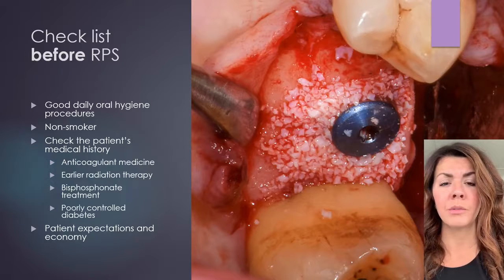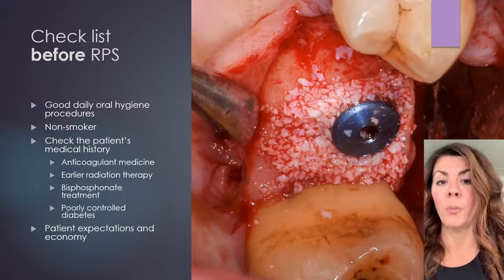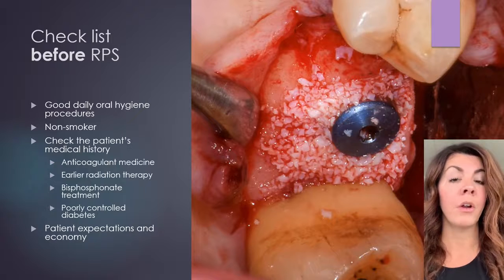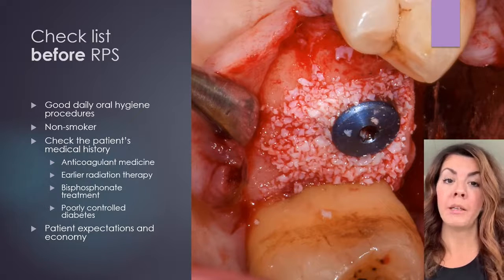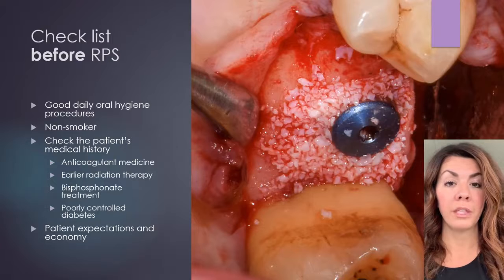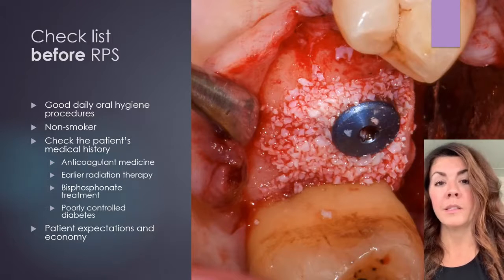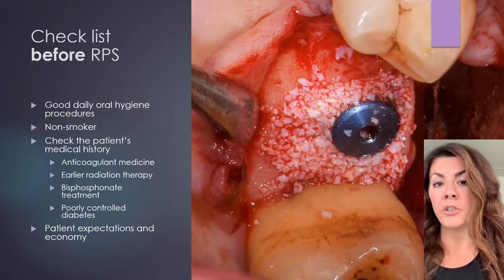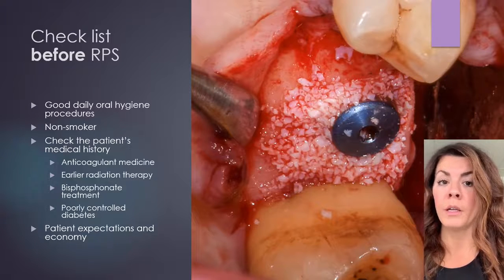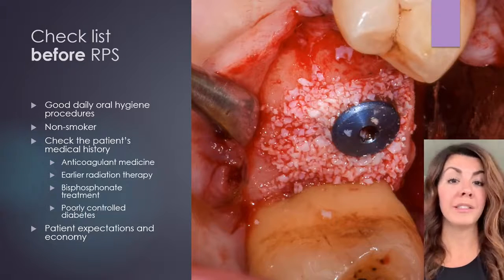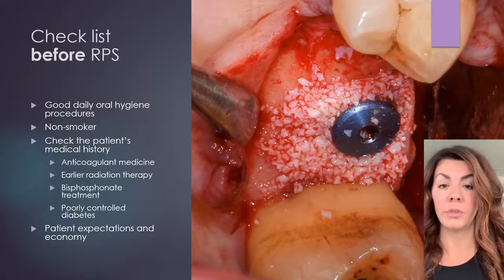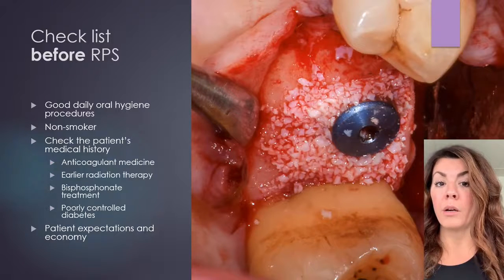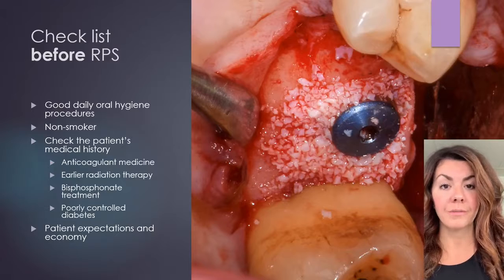I would not perform this type of surgery on patients that have undergone earlier radiation therapy, intravenous bisphosphonate treatment, and poorly controlled diabetes. It's important that you talk to your patient before performing the surgery so that they have realistic expectations on the result and that they are aware of the additional costs.